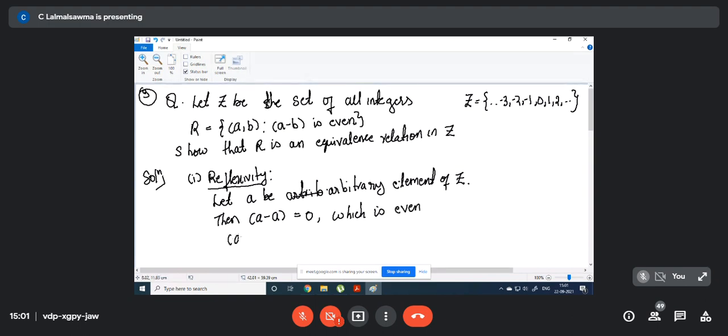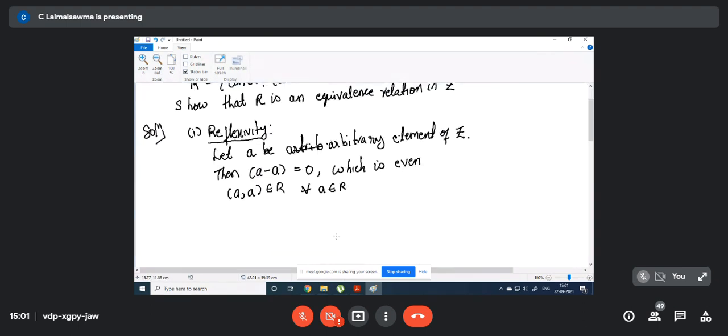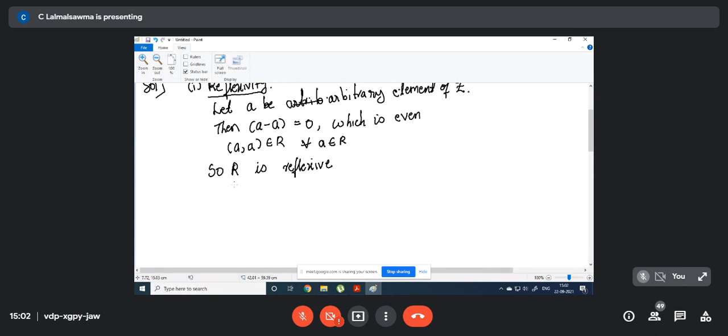So a is arbitrary, which means that for any element this is true. So we can write for all a belongs to Z. It is true for all elements of Z. Therefore, R is reflexive. So number 2 is symmetry.